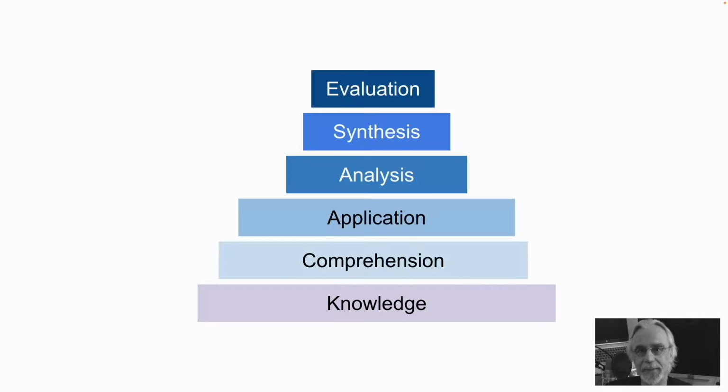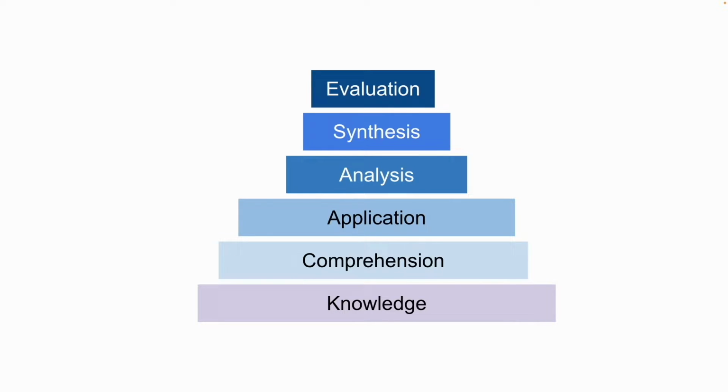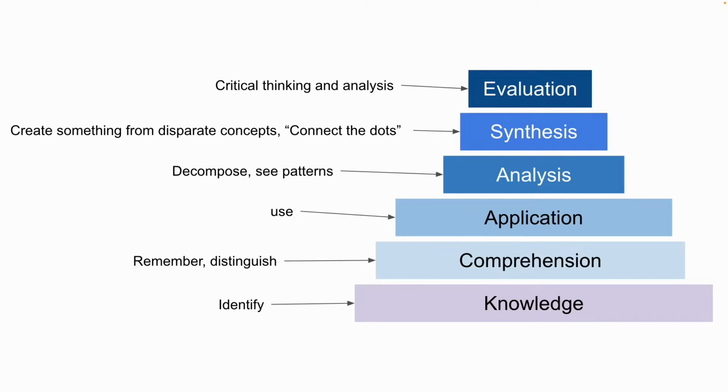So what is Bloom's taxonomy? Well, Bloom's taxonomy divides learning into 6 stages. And these stages are knowledge at the bottom, comprehension, application, analysis, synthesis, and evaluation. Each of these stages has a particular way of working and a particular boundary of what can be learned within a given stage. So let's talk about what each stage is about.